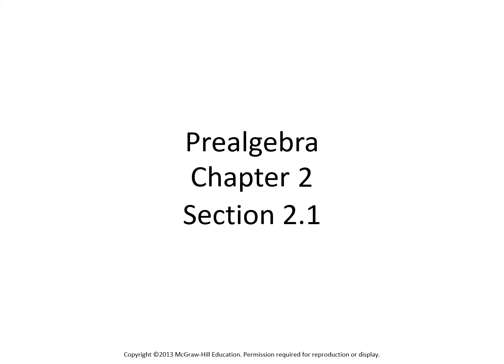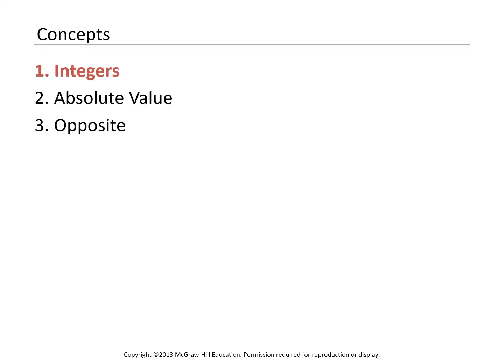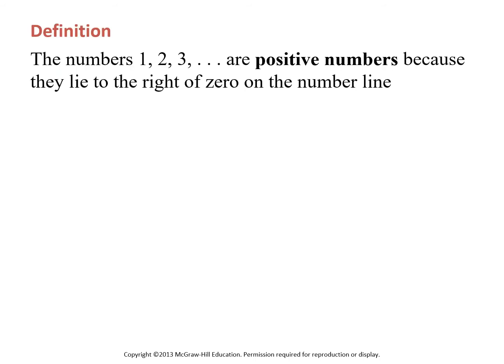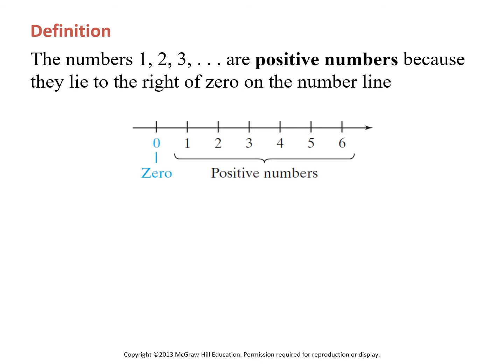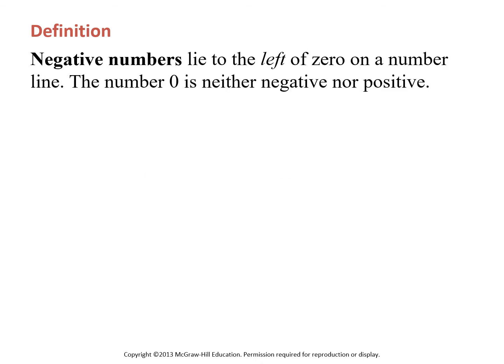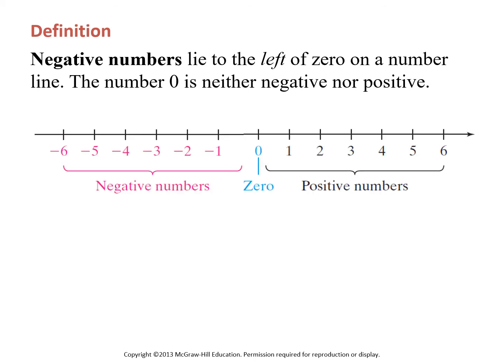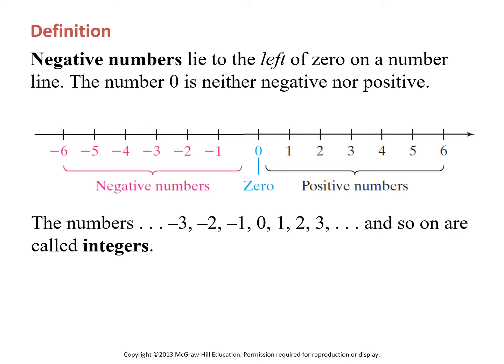This is section 2.1, and first we're talking about integers. So the numbers 1, 2, 3, and so forth are positive numbers. They lie to the right of 0 on the number line. Negative numbers lie to the left of 0 on the number line, and the number 0 is neither positive nor negative. And we call the set of numbers, positive whole numbers, negative whole numbers, and 0, integers.